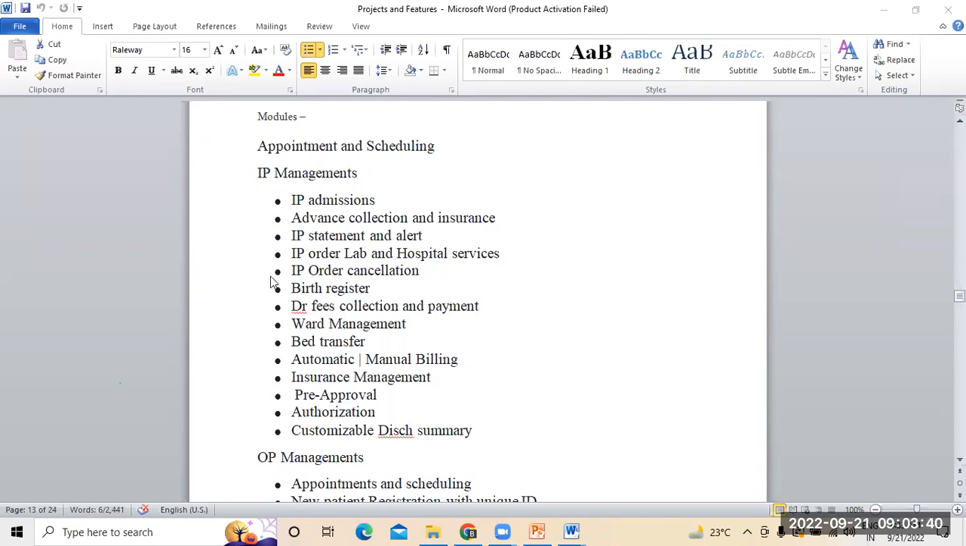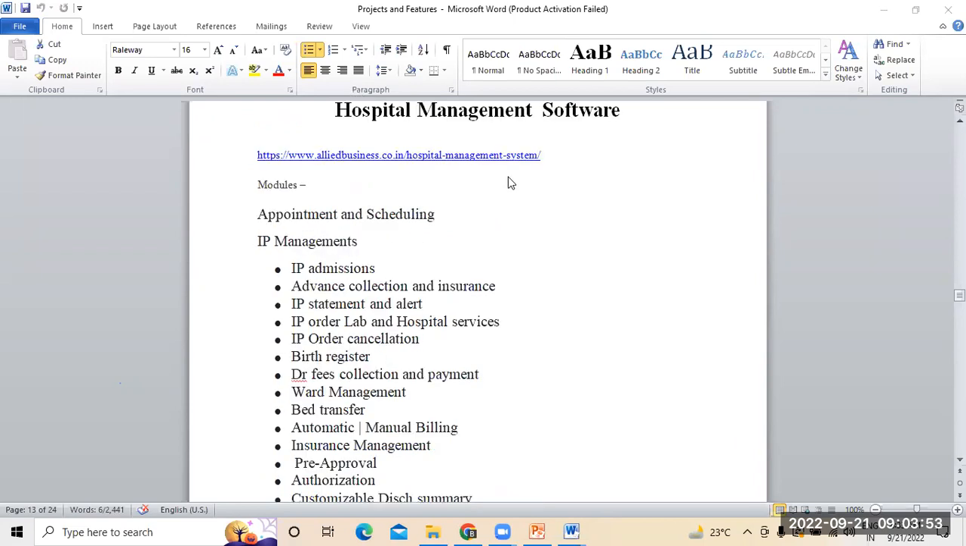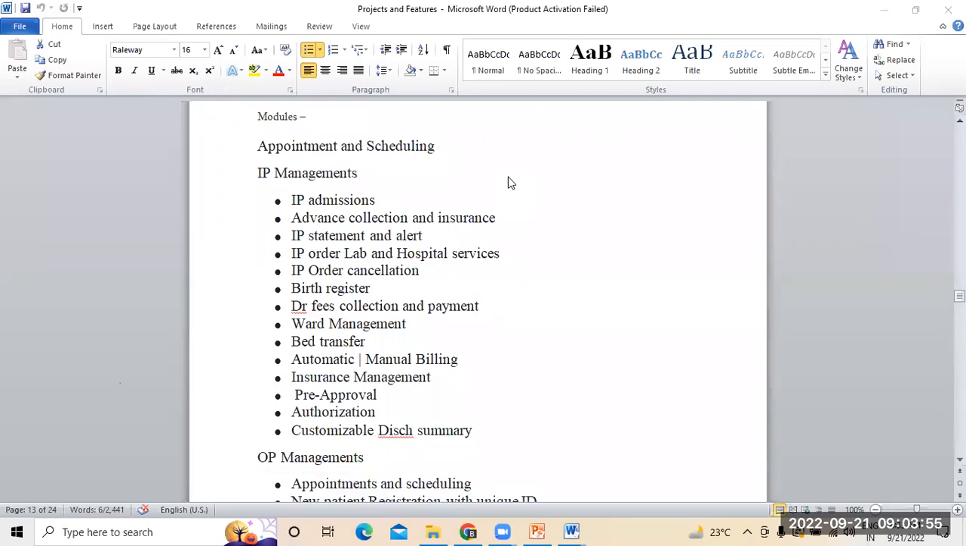Next, any questions on this? Yeah, so this is what it is. This is all about today. Tomorrow, the project I'm taking may be a hospital software system, something like this, and I will show it on Jira.